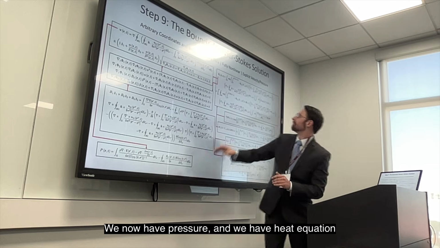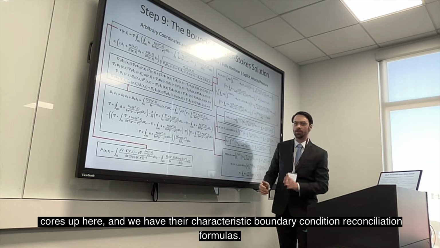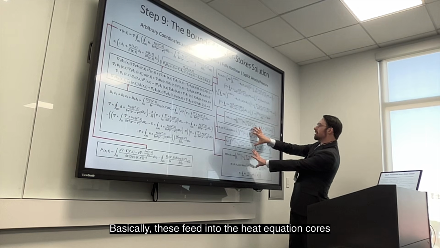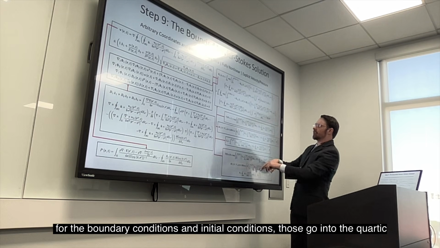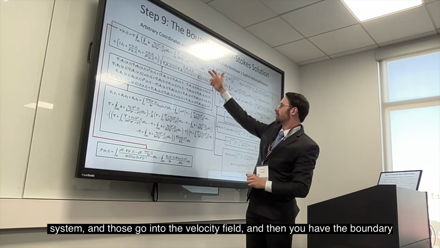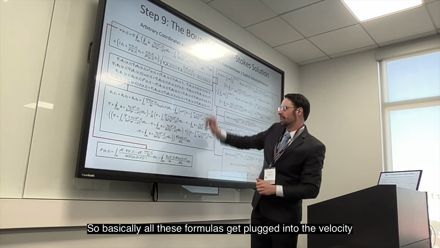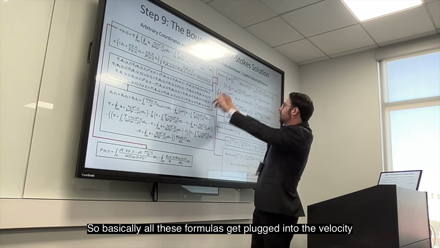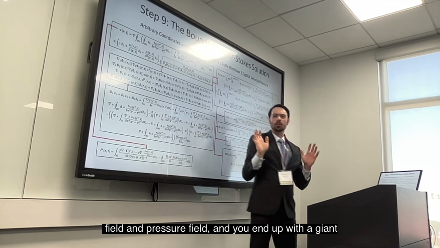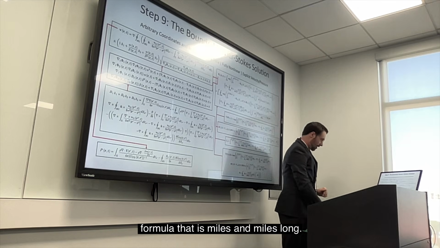We now have pressure, and we have heat equation cores up here, and we have their characteristic boundary condition reconciliation formulas. Basically, these feed into the heat equation cores for the boundary conditions and initial conditions. Those go into the quartic system, and those go into the velocity field. And then you had the boundary conditions basically being shorthand for this. So basically, all these formulas get plugged into the velocity field and pressure field, and you end up with a giant formula that is miles and miles long.